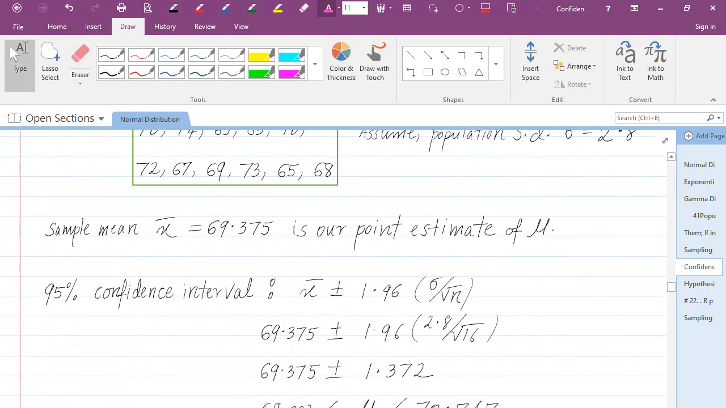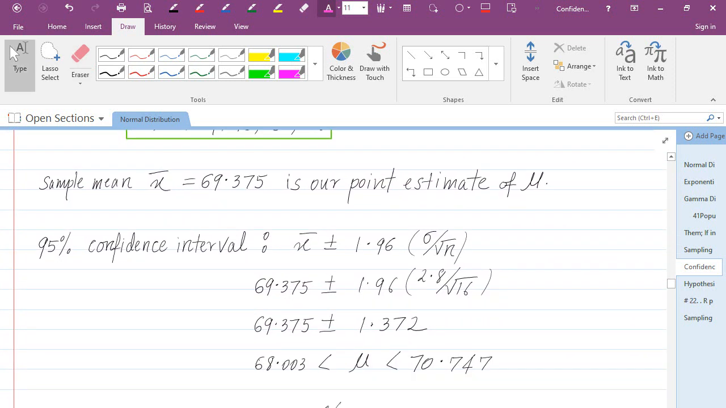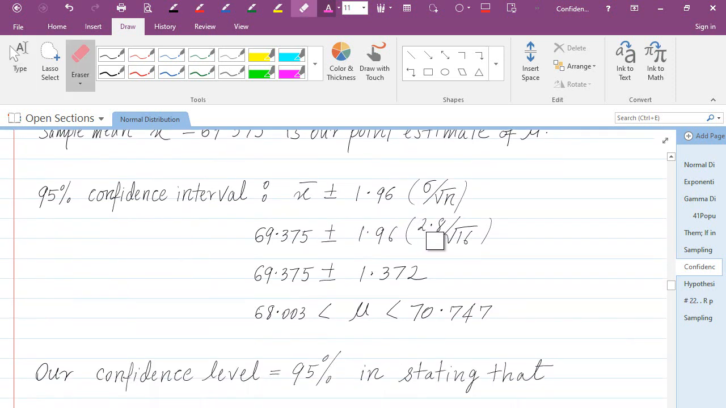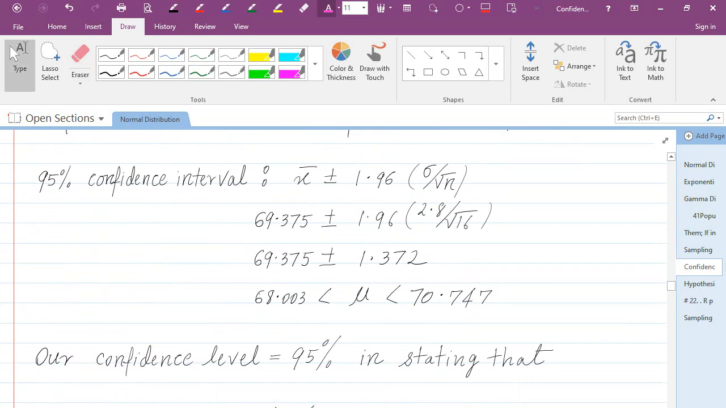So the 95% confidence interval for our example would be x bar plus or minus 1.96 times sigma over root of n, and sigma would be 2.8, n would be 16, and so we plug that in. So we get 69.375 plus or minus this quantity, which is 1.372. So this is the 95% margin of error.